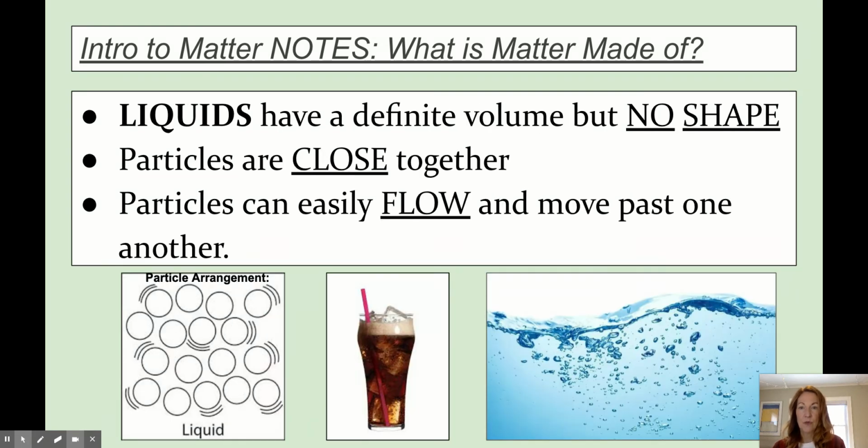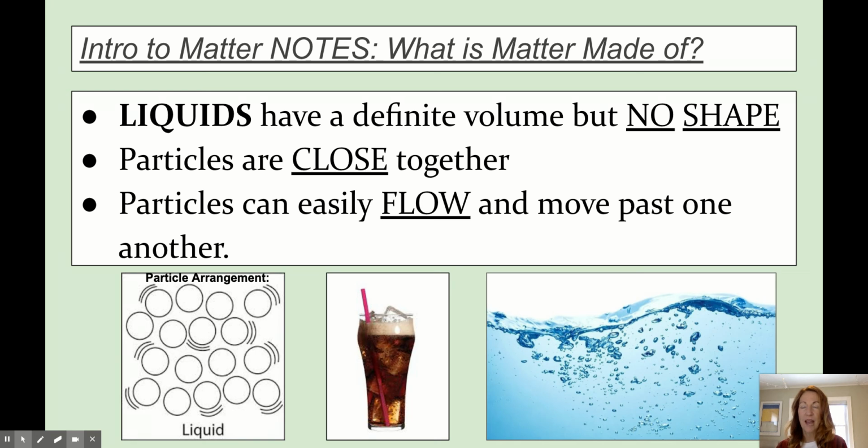And now we get to liquids. So liquids have a definite volume. They take up a definite amount of space, right? So if you pour your water into a cup, it takes up a certain amount of space in that cup, but it doesn't have any shape. So if you spill your water, it's all over the floor and it has no shape. We can measure it in a graduated cylinder. But they do not have a specific shape. So no shape is what you write in for liquids.